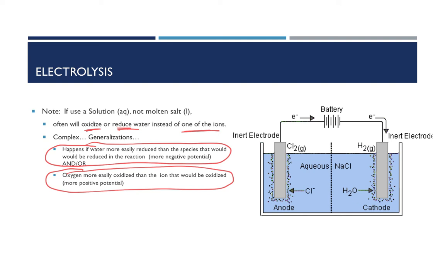So doing electrolysis with a solution of an ionic compound doesn't always result in successful electrolysis. You have to have ions that are reduced more easily or oxidized more easily than hydrogen is reduced or oxygen is oxidized. All right.